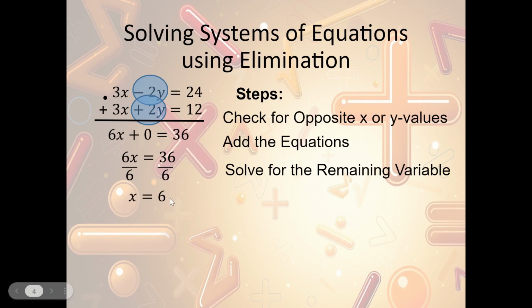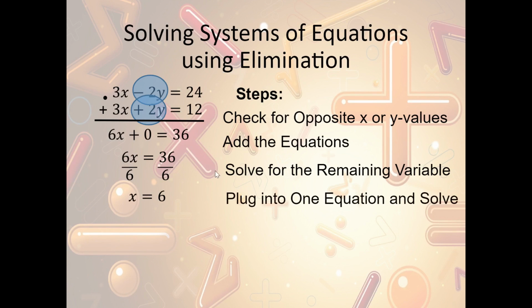So that's x. Now we know the x coordinate of where they cross, but now we need to get the y coordinate. So we're going to plug 6 in for x into one of the two equations. It doesn't matter which equation you pick, as long as you plug in x as being 6.